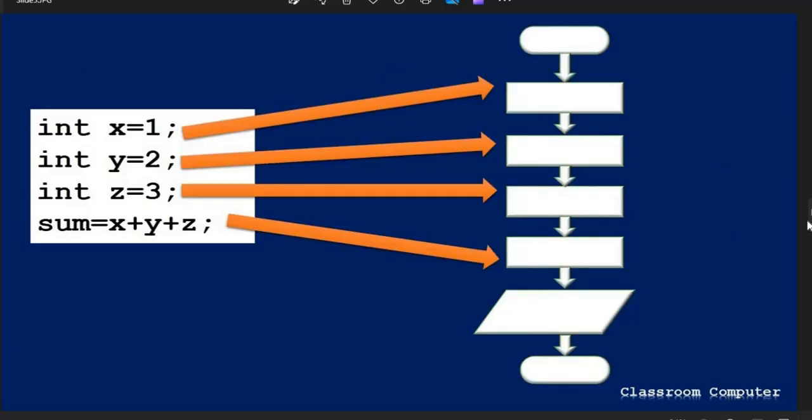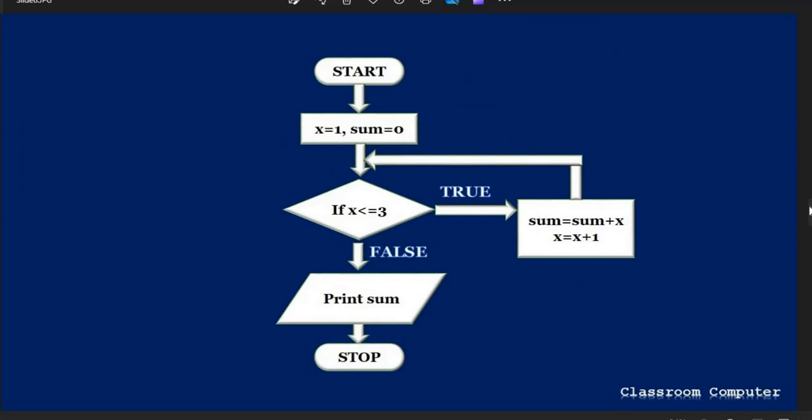Let's represent the previous program through a flowchart. The sum of the first 3 natural numbers, remember, on screen you can see all those processing boxes. The flowchart represents those 4 statements: int x equals 1, int y equals 2, int z equals 3 and sum equals x plus y plus z. After that, an input or output box prints the value of sum. Now see this flowchart carefully.